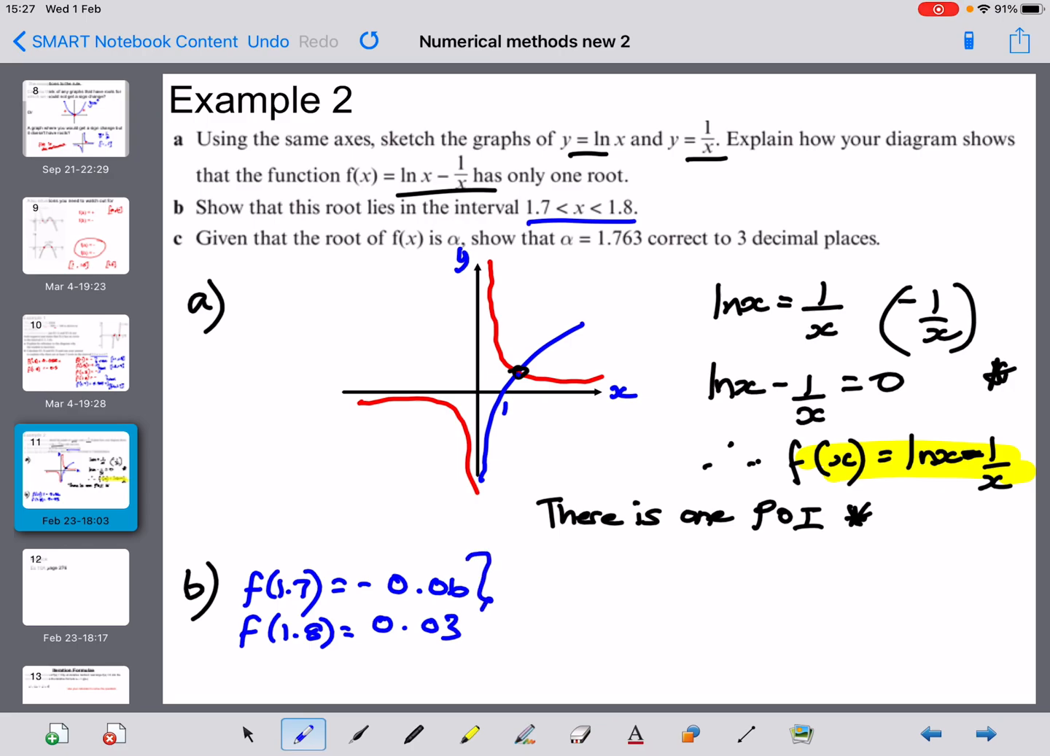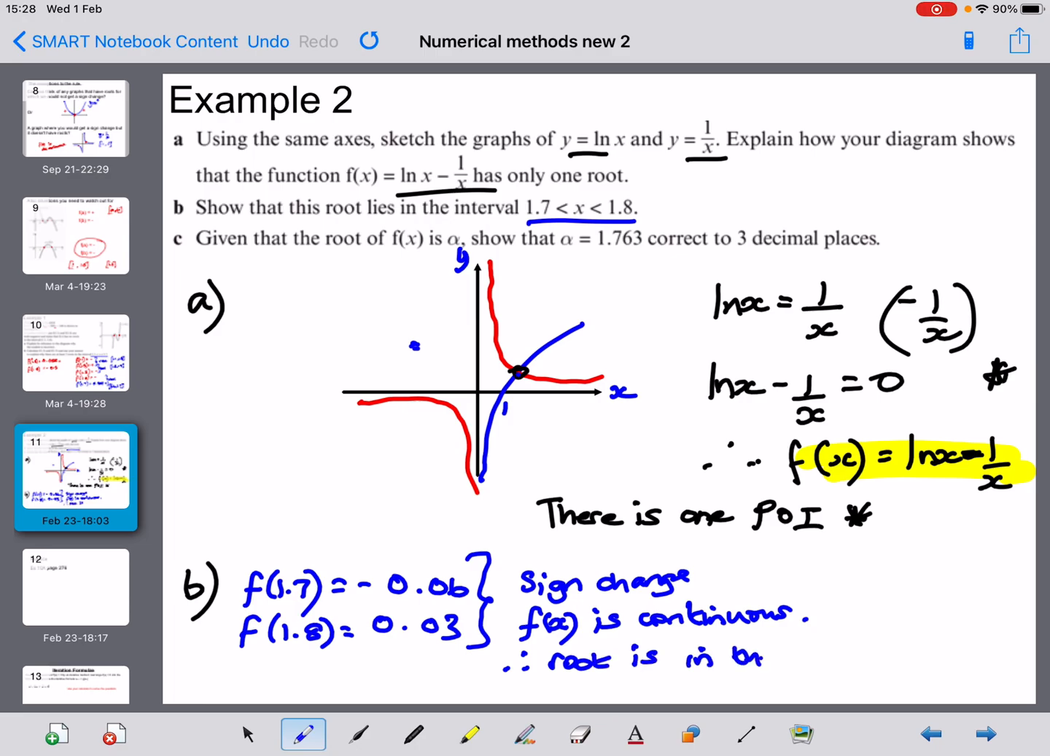So we're going to make our little conclusion. We're going to say that there's a sign change. We're going to say that f of x is continuous. Now I know that graph is not continuous, but that's two separate graphs. Okay, what we're saying is that certainly in that interval, that function is continuous. Okay, so it's still valid. Therefore, root is in the interval 1.7 to 1.8.